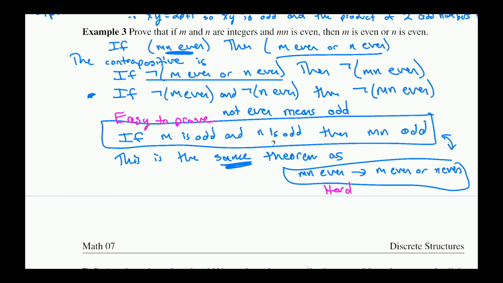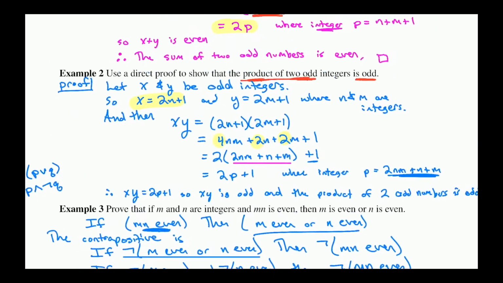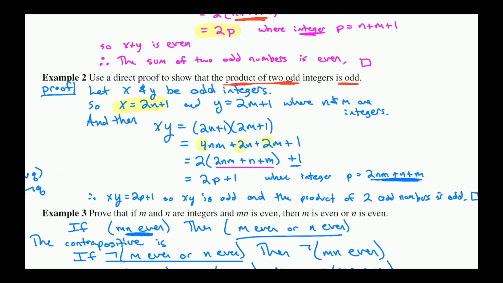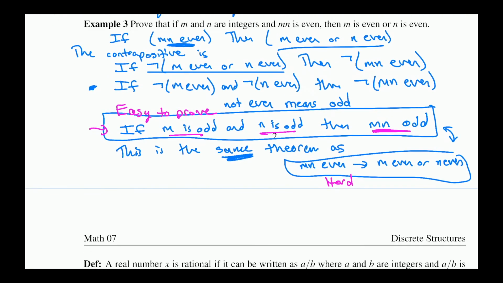How easy is it to prove? Well, we actually already did it, right? Isn't this right here literally example 2? Product of two odds is odd. And this is the product of two odds, right? M is odd, N is odd. This is the product, and it's odd. So it's literally example 2. So I'm not going to prove it again. It's already done.